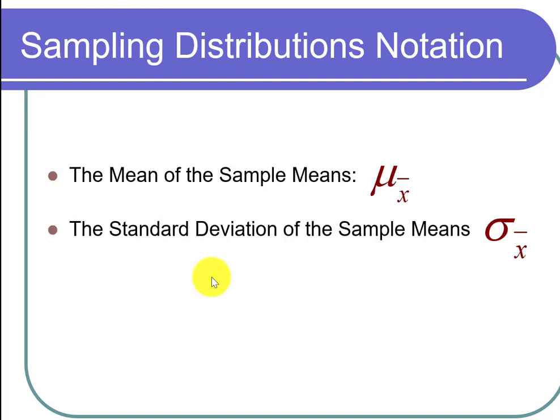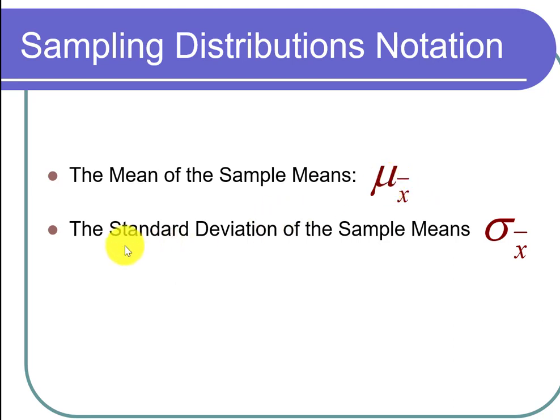So since we're talking about a distribution of all possible means, think about a mean being a number, and we're going to have many, many numbers. And you're used to when you have a bunch of numbers, you can take the mean of those numbers. So the mean of all the possible sample means, we use the notation mu sub x bar, because mu means the population mean, and x bar means of all possible sample means.